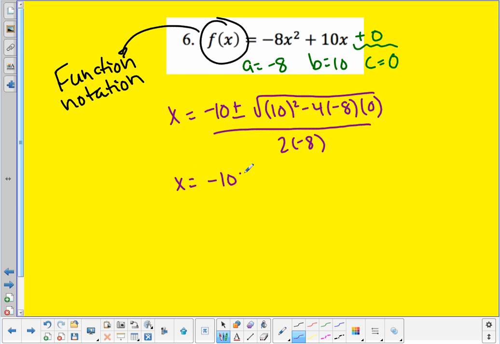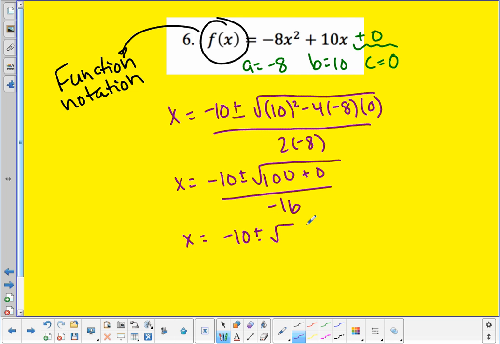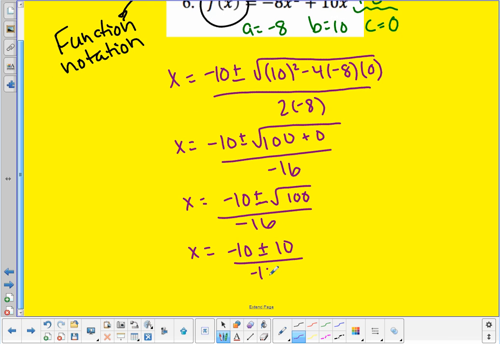Simplify under the radical, so negative 10 plus or minus, leaving that the same. 10 squared is 100. And then negative 4 times negative 8 times 0, that's just 0. I end up with plus 0 there. Negative 16 on the bottom. And we all know that adding 0 doesn't make a difference. So this is really just the square root of 100. It's supposed to be a minus sign there. Negative 16 on the bottom. Square root of 100 is 10. So negative 10 plus or minus 10 over the negative 16.